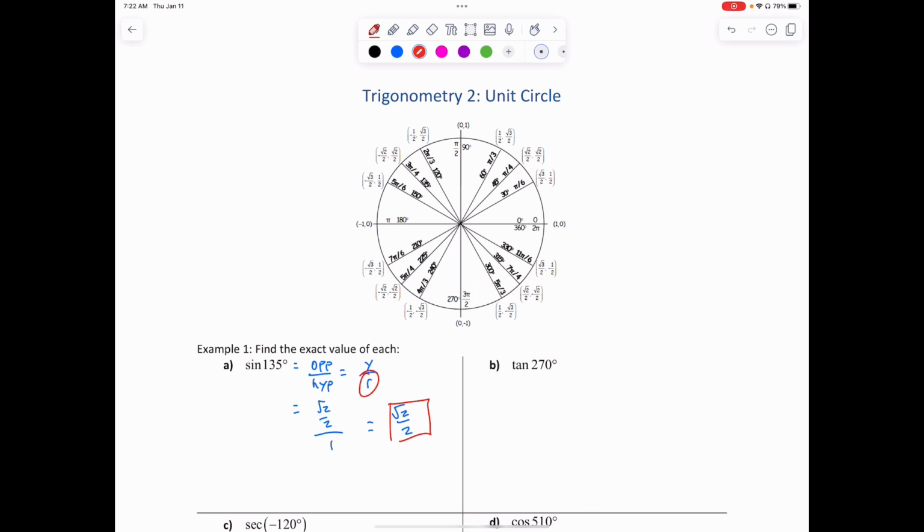And so because the radius is always going to be 1, it turns out that sine of any angle is just going to be the y value, and cosine of theta is just going to be the x value in the unit circle, because when we're dividing by r, we're just dividing by 1. So let's go ahead and continue.